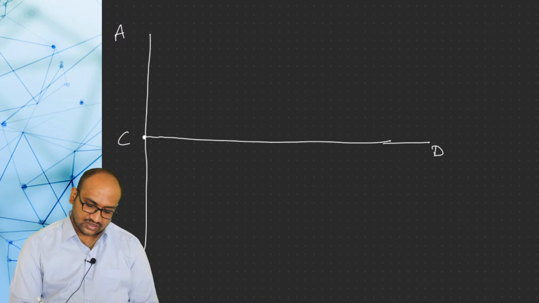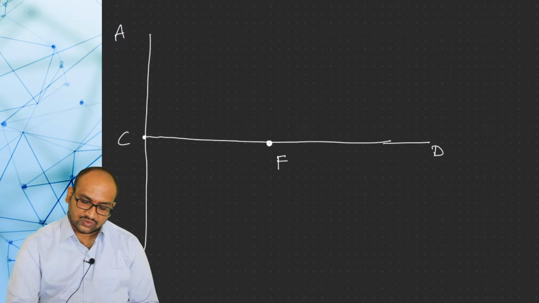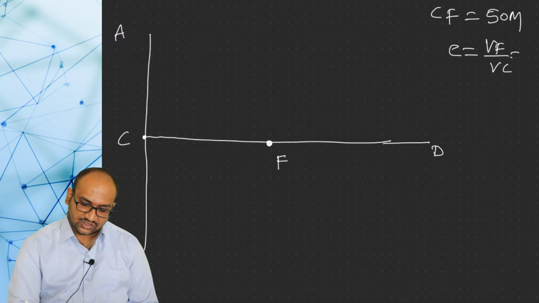So from C, the distance CF is 50 mm. At a 50 mm distance, mark this point as F, and here F is the focus. So the distance from C to F is 50 mm, and we know that e is equal to VF by VC, and this should be equal to 1. For a parabola, eccentricity is equal to 1. This one is V.